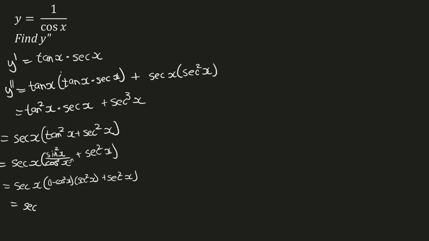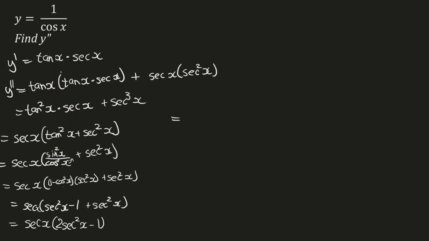This is secant x. So we multiply this together, so we have secant squared x, and we're multiplying minus cos squared x and secant squared x. If you multiply cos and secant, they're reciprocals of each other, so you'll get 1, and since one of them is negative, it's minus 1. And we add secant squared x, so we have secant x times 2 secant squared x minus 1.